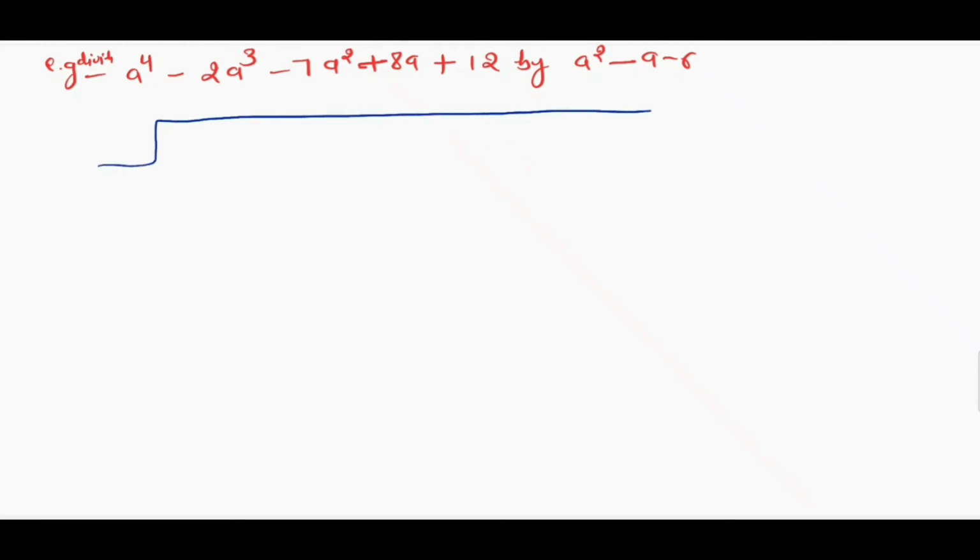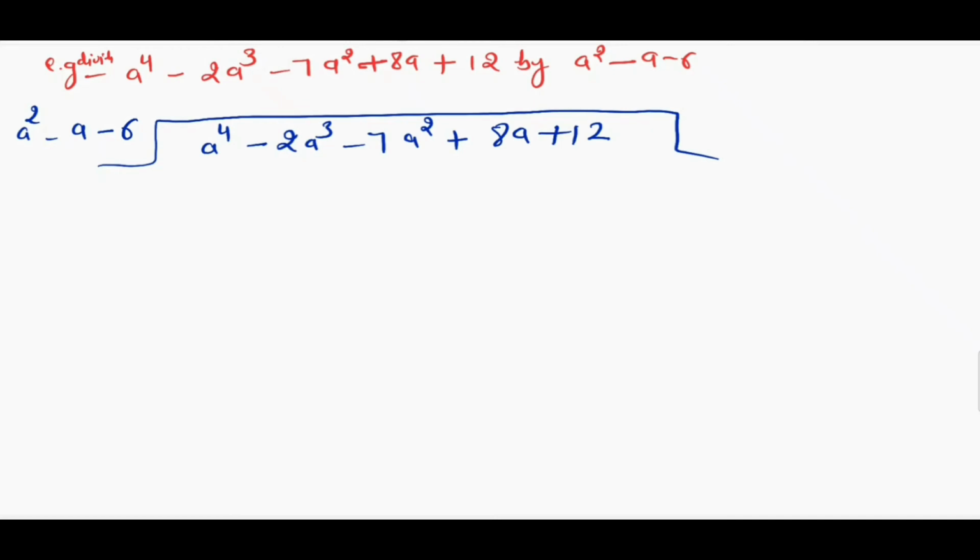Let's take one more example. Little hard one. Divide a raised to power 4 minus 2a cube minus 7a square plus 8a plus 12 by a square minus a minus 6. So here first we'll write like this: a raised to power 4 minus 2a cube minus 7a square plus 8a plus 12, and my divisor will come here: a square minus a minus 6.